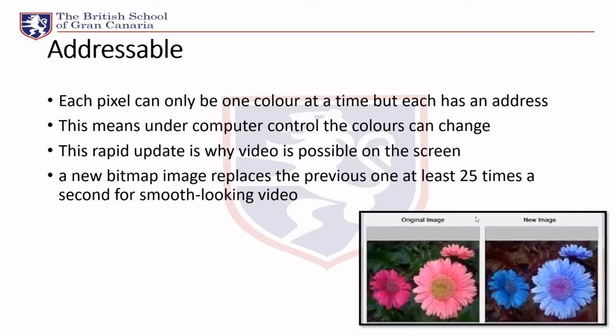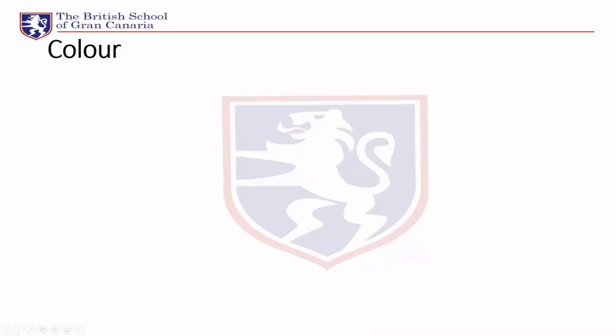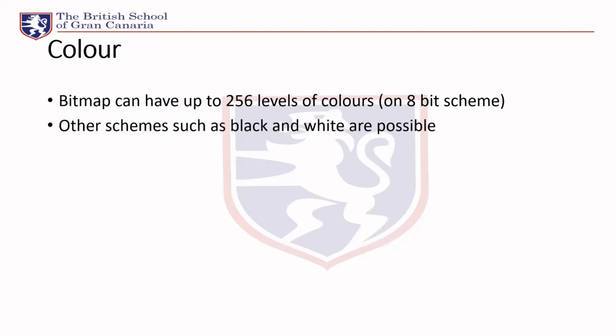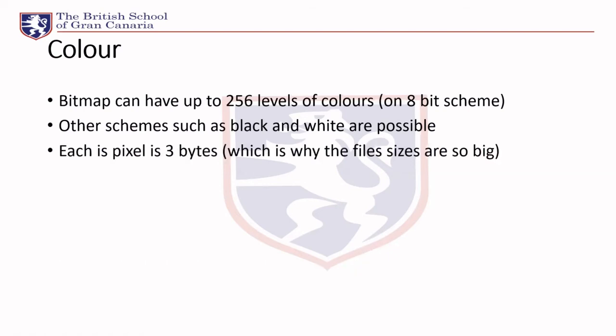So now here's an original image and here's a new image, okay? You can see here each of these pixels have been coloured. So now colour. Basically, bitmap images can have up to 256 levels of colour on an 8-bit scheme, okay? Other schemes such as black and white are obviously possible, but each pixel is 3 bytes, which is why the file sizes tend to be so big.